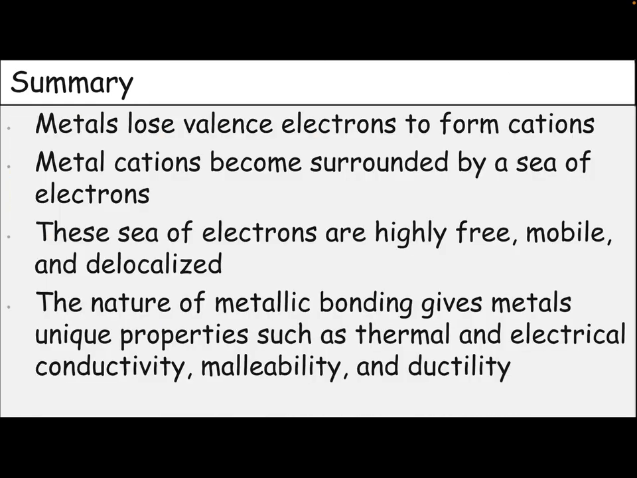So, in summary, metals lose valence electrons to form cations. Metal cations become surrounded by a sea of electrons. This sea of electrons is highly free, mobile, and delocalized. The nature of metallic bonding gives metals unique properties such as thermal and electrical conductivity, malleability, and ductility.